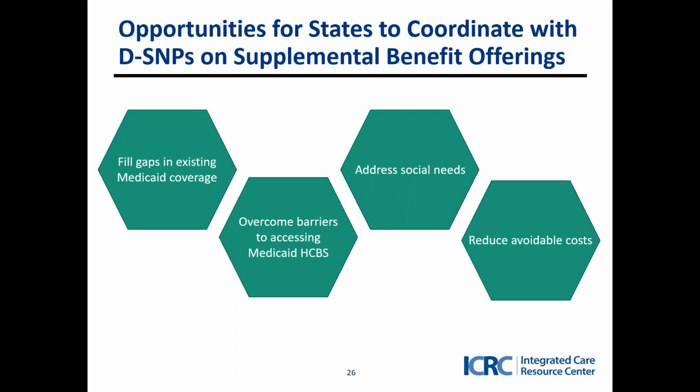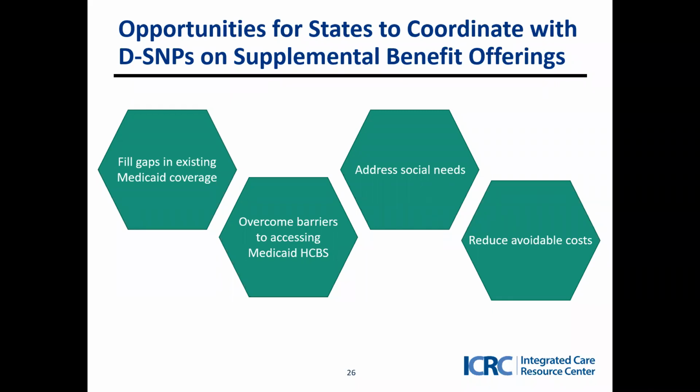Supplemental benefits can also be leveraged to overcome barriers in accessing Medicaid HCBS. In some states, restrictive eligibility criteria or waiting lists may prevent some dually eligible individuals from accessing Medicaid HCBS. And supplemental benefits can support individuals who maybe don't quite meet the institutional level of care criteria, but they do have some degree of functional decline.